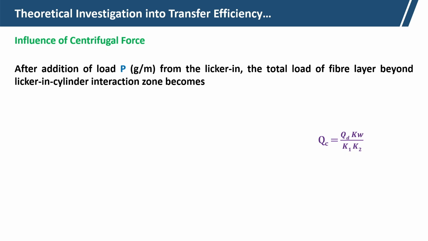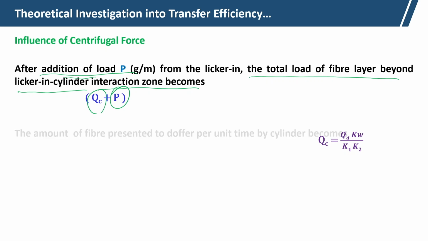So, after adding the load P gram per meter from the Licarin. So, Licarin we are adding the total load of fiber, okay, layer beyond the Licarin and cylinder interaction zone. So, that means the total load in the cylinder is Qc plus P, Qc, that load on cylinder and additional load.